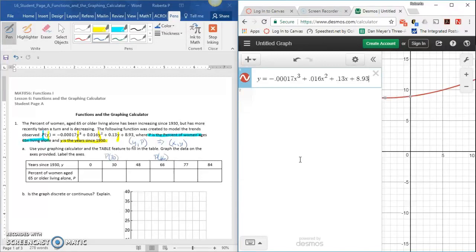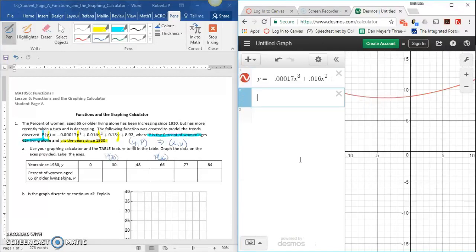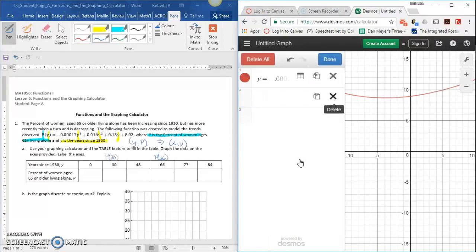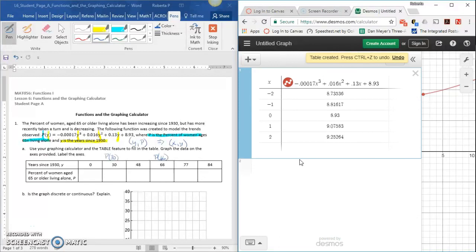And so now when you're at this point, you can hit enter if you want, and so you get a next line. Now you want to go up to the gear, and notice that I want to convert that line to a table, and so I'm just going to hit table. And now we've created a table using that function, and now all I have to do is go through and edit each one of these.